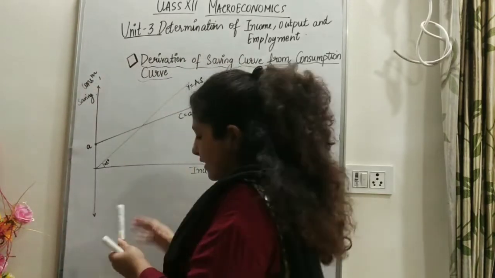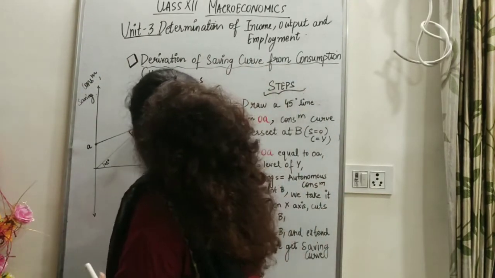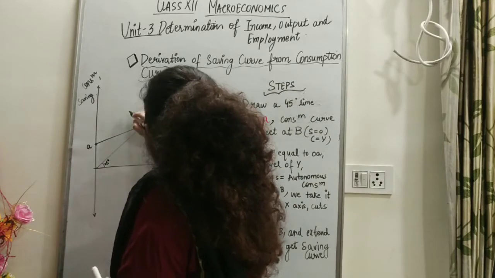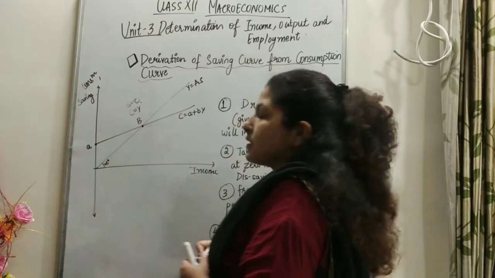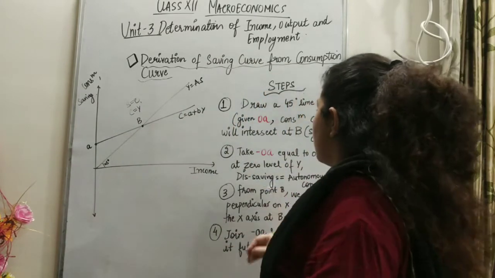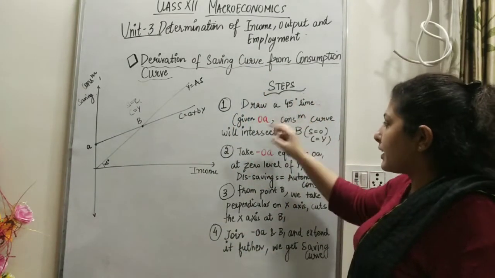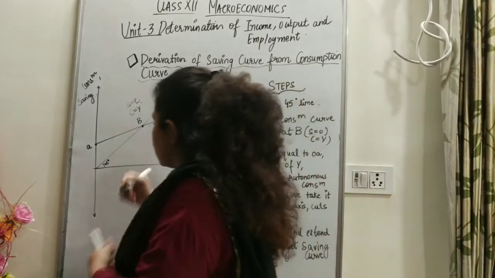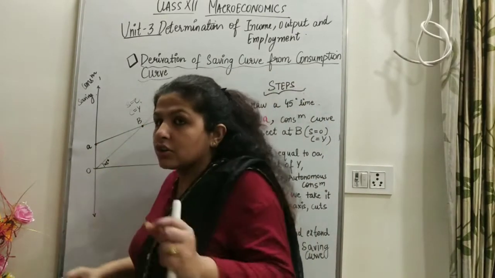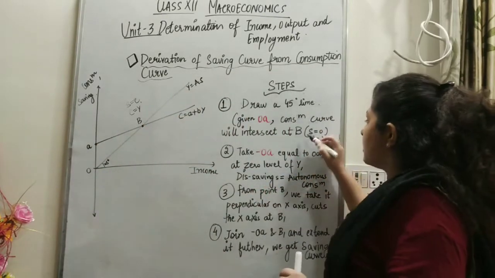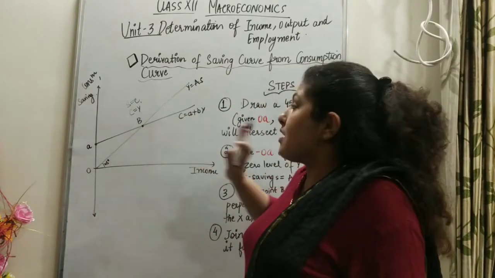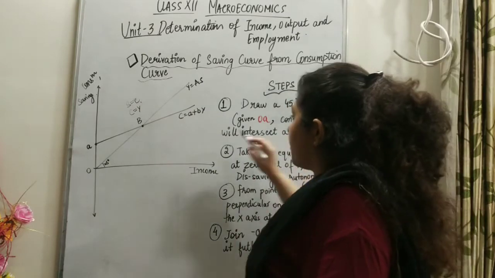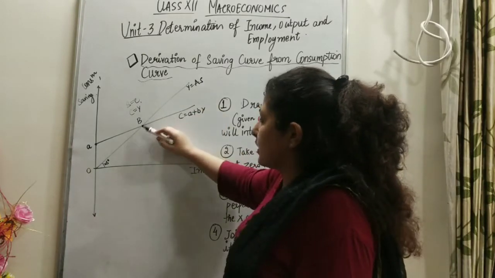So this is what we have already, right? Where this is point B, the break-even point, where C is equal to Y and savings are 0, right? C is equal to Y and savings are 0. So basically draw a 45-degree line given OA. We know this is OA. This OA is autonomous consumption. The consumption curve will intersect at B, right? We have this consumption curve which is intersecting at point B, consumption and income curve intersecting at point B.